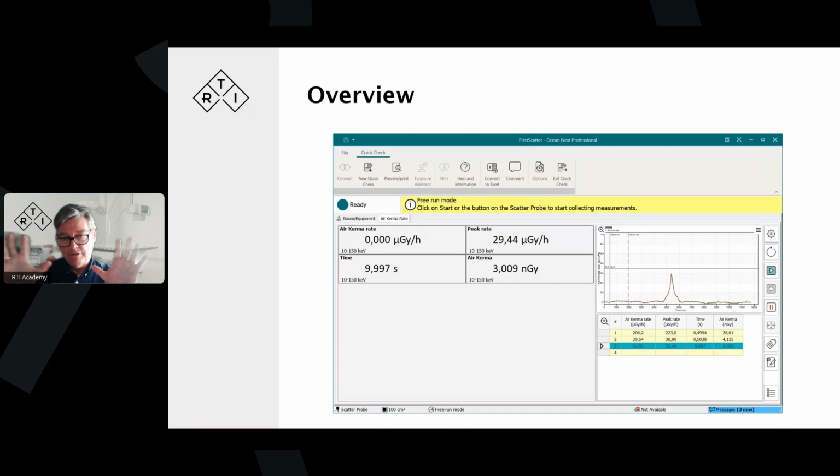We're not drifting that much, and we're picking up some peak values, but if there's no radiation, it's not picking up anything there. So that could be the case.